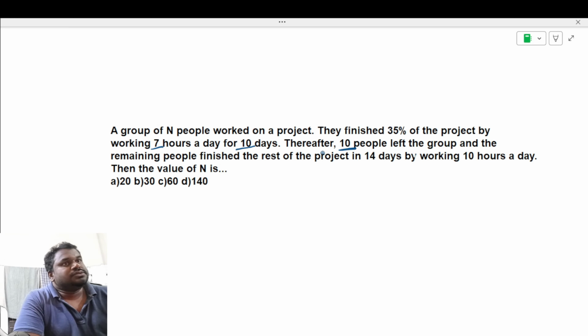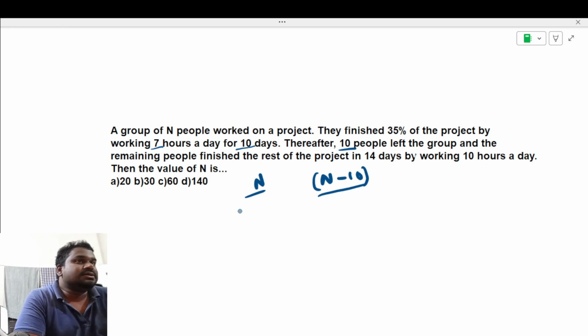So how many people will be there? N minus 10 will be there. Initially N were there, finally N minus 10 were there. Did the remaining people work for 7 hours per day? No. They worked 10 hours per day. But for how many days? They worked for 14 days. So now you need to find the value of N.